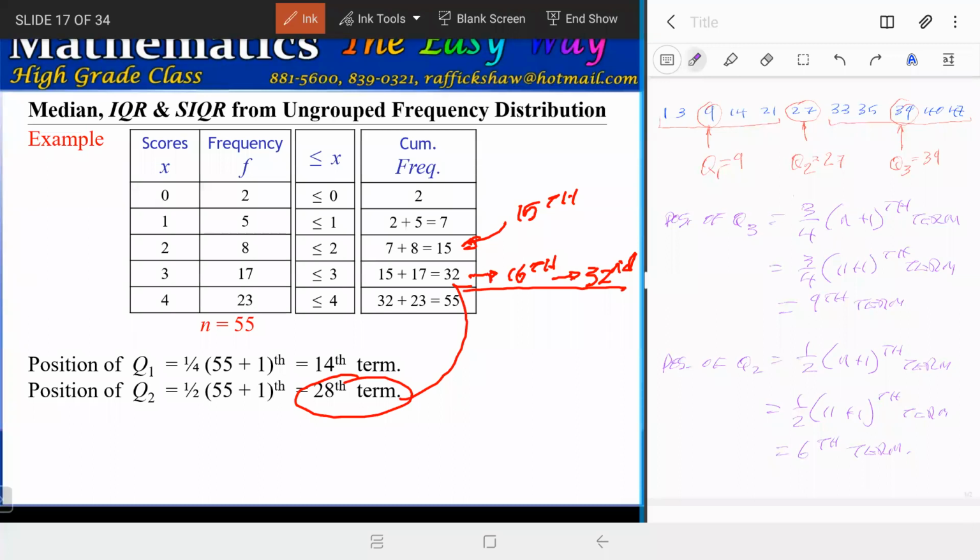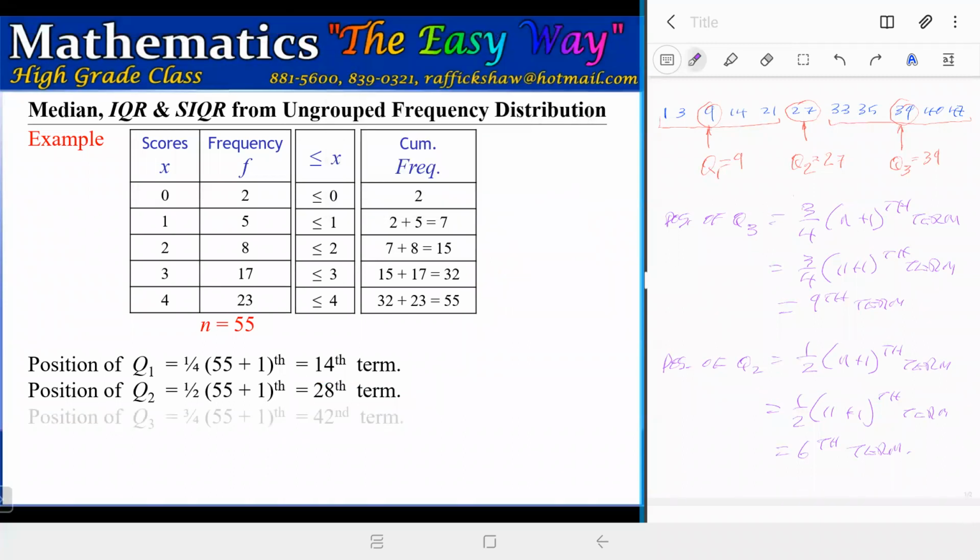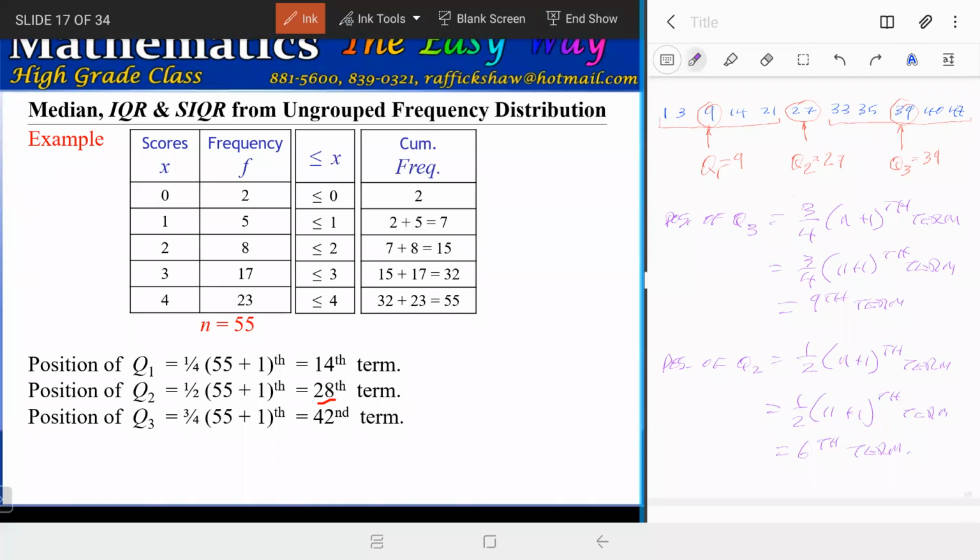So the 28th term is a what? A 3, sir. So it means that the median is 3. And the 28th term is a 3. Then now we want the upper quartile, which is 3/4 of the n plus 1 term. That's the formula. And this is telling us that the upper quartile is the 42nd term. So which group would have the 42nd term? Or which line would have the 42nd term in it? Sir, the last line, sir.